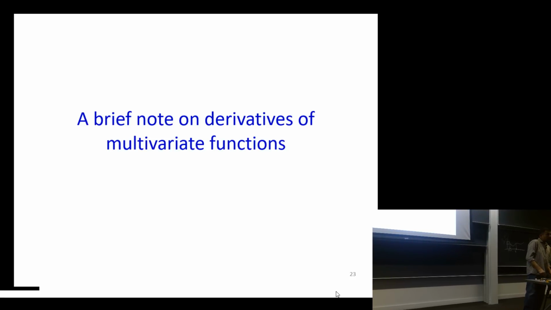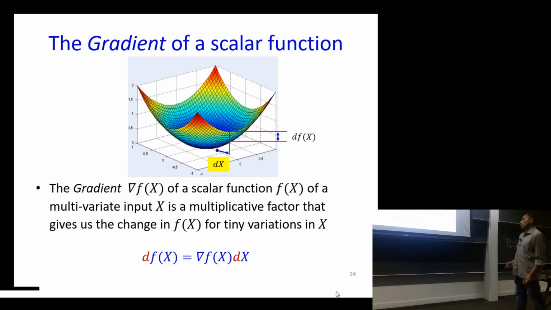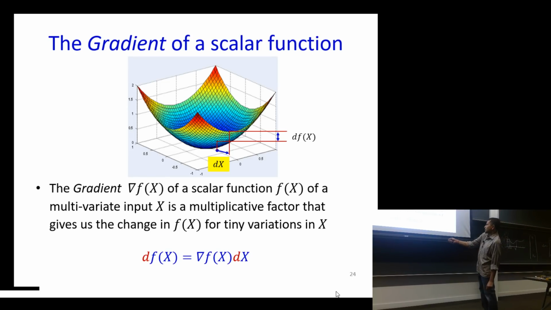And again, before we continue, a brief diversion on what this magical term, the gradient, actually means. Now, we all know that the gradient is capturing some notion of the behavior, the response of the function to small changes, perturbations in the input. But is there something more than that? And to understand that, let's go back and look at what the gradient is. The gradient is just this multiplicative term. The gradient of a scalar function f of x of a multivariate input x is a multiplicative factor that gives us the change in f of x for tiny variations in x.